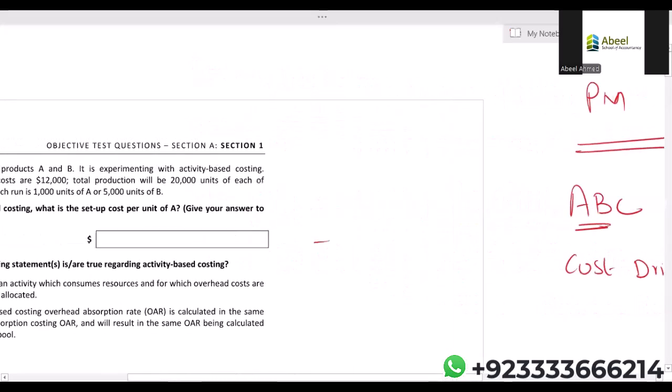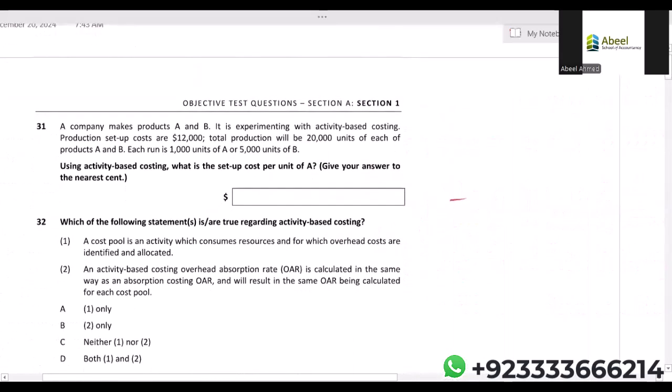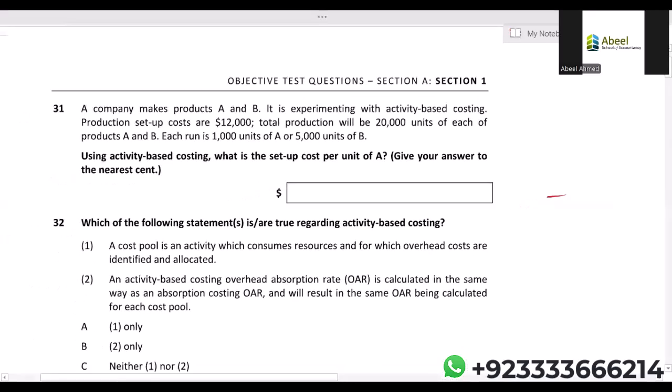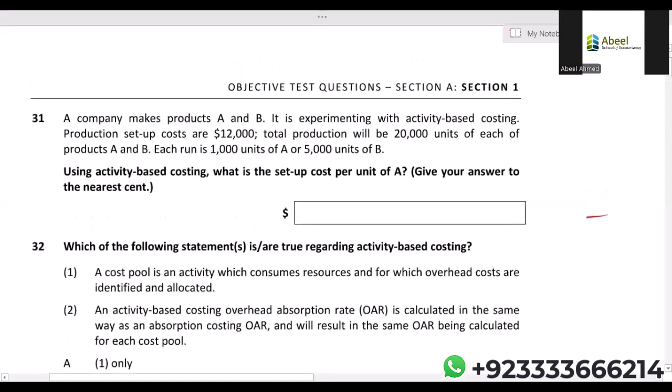Another thing is that under ABC costing, we will be calculating the ABC rate for each cost pool. What is the concept of cost pool? Cost pool shows the aggregated cost of the same activity which is carried out a number of times. So we'll be calculating the ABC rate for each cost pool. I hope you have seen ABC costing in detail. Now let us quickly start the questions.